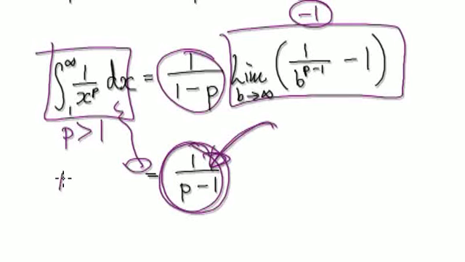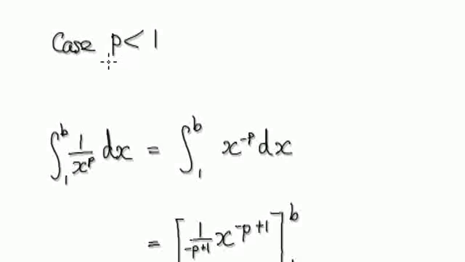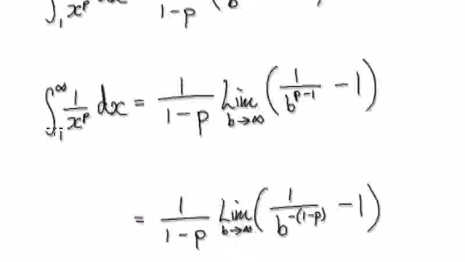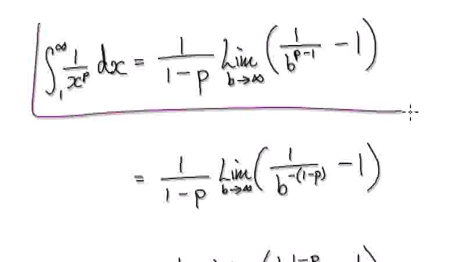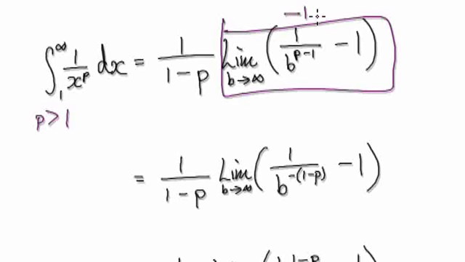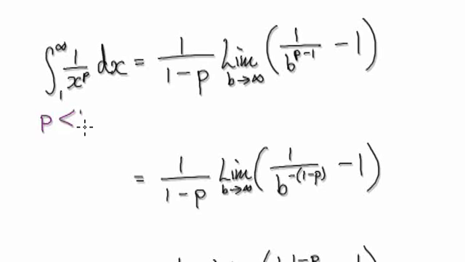So now we need to consider the case where p is less than 1. So for p being less than 1, we would follow the same process. So integrate this, and then that will take you to here. That will then take you to here. So when you get to this stage here, for the case of p being greater than 1, we realize that this thing here tends towards -1. But now we need to consider p being less than 1.